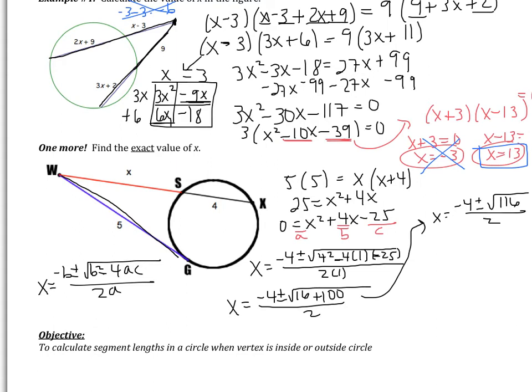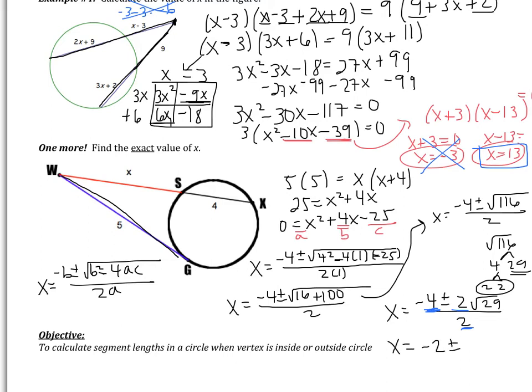Before I do anything else, I have to simplify that square root of 116. So 116 is 4 times 29. 4 is 2 times 2. 29 is left over, it doesn't break down. So I have x equals negative 4 plus or minus, a 2 comes out, 29 stays under the root, all over 2. Not done yet. Negative 4, 2, and 2 are all divisible by 2. So I'm going to divide them all by 2. So I have x equals negative 2 plus or minus 2 divided by 2 is just 1 root 29.